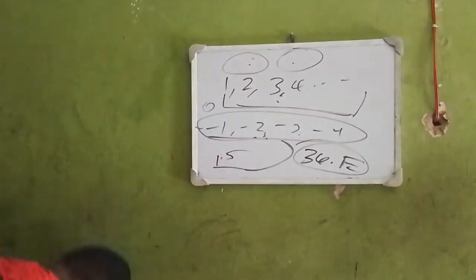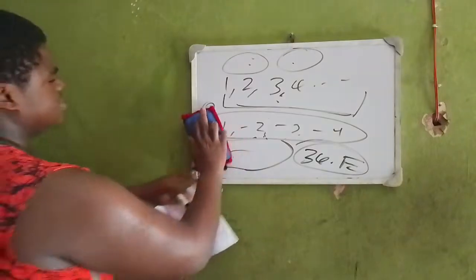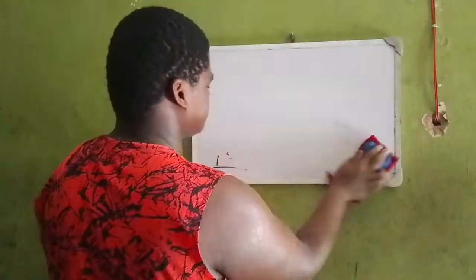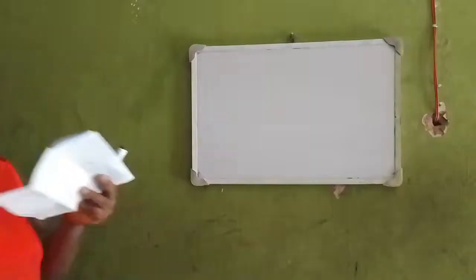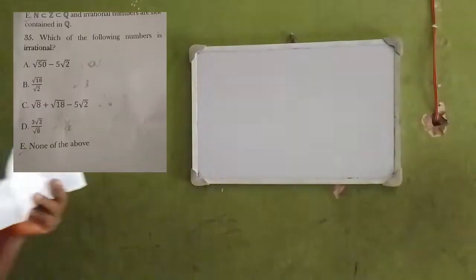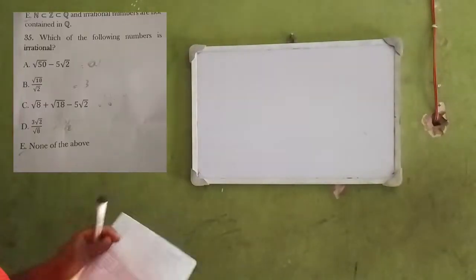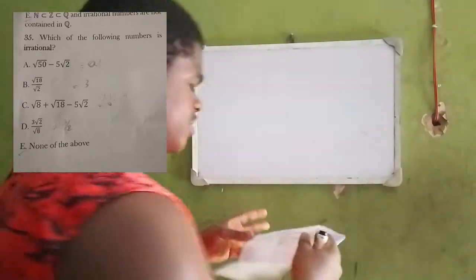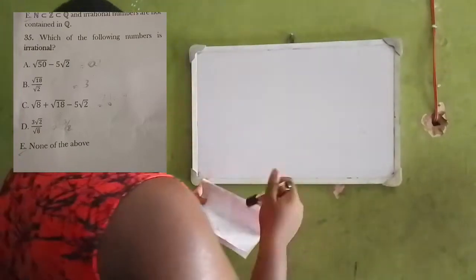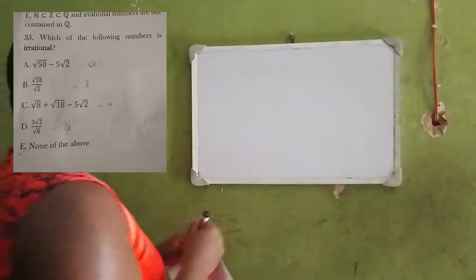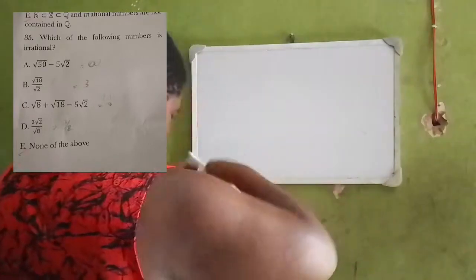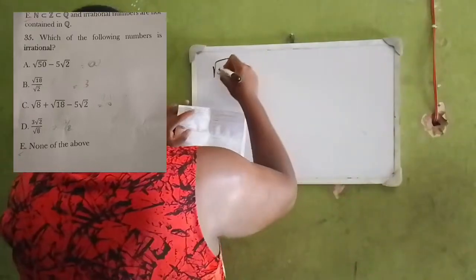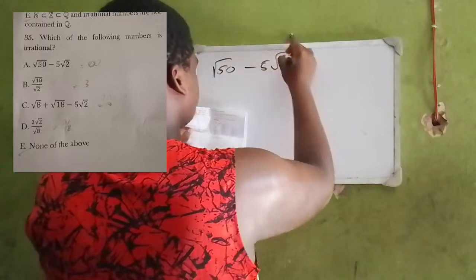The final question is actually a technical question because I don't know if most people reasoned the way the lecturer reasoned. But the final question says, which of the following numbers is irrational? Crazy question. Okay, which of them is irrational? The first number is the square root of 50 minus 5 root 2. So we have the square root of 50 minus 5 root 2.